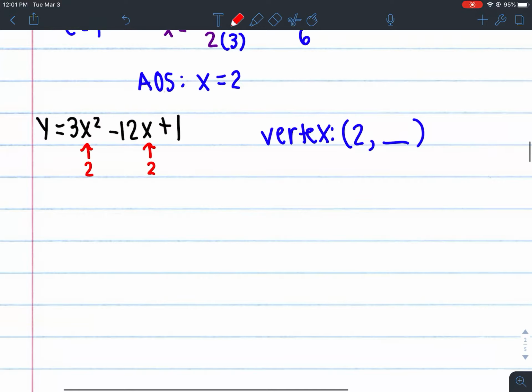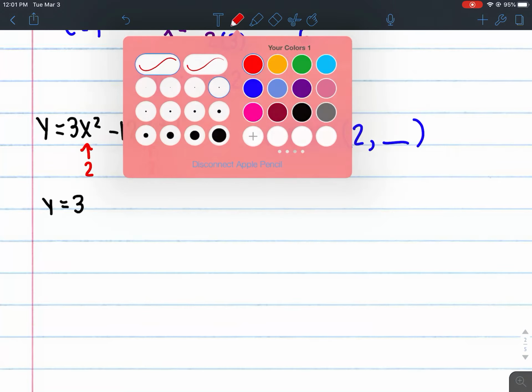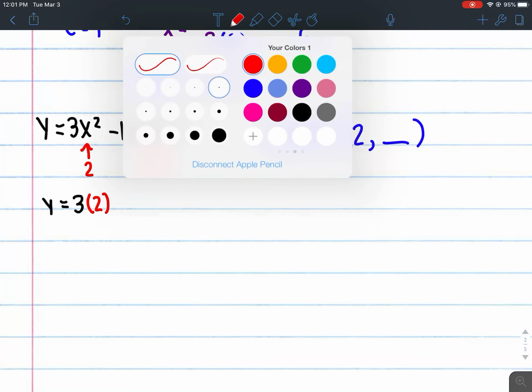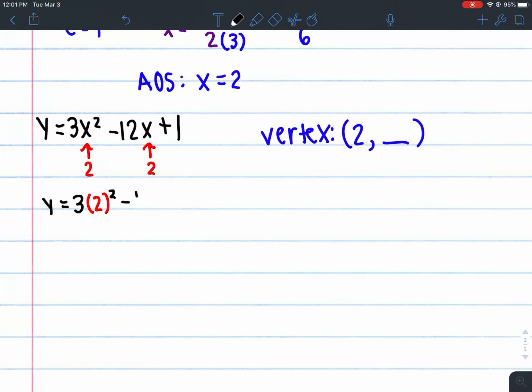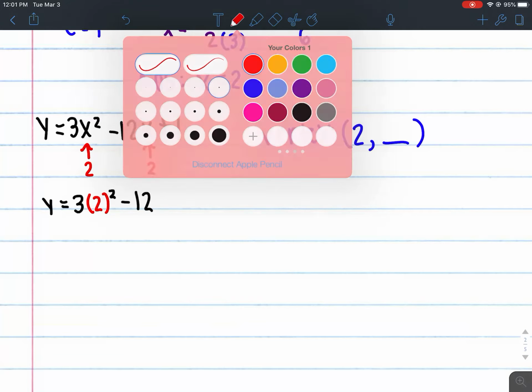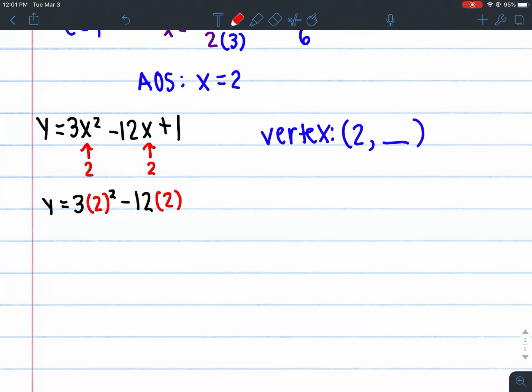All right. So then you have y equals 3, parentheses, you always plug in using parentheses, 2 squared minus 12 parentheses 2 plus 1. Now, if I type this all into the calculator exactly how I see it, 3 parentheses 2 parentheses squared minus 12 parentheses 2 parentheses plus 1, I'm not even sure what that is, actually. So I'm going to go type it in.